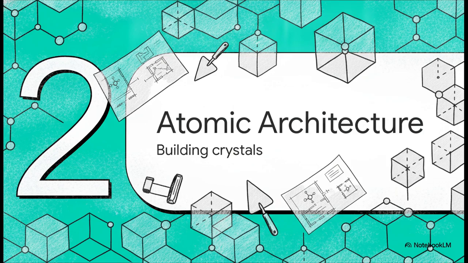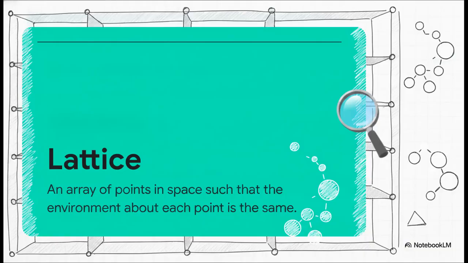Let's look at how nature actually builds these flawless 3D structures. So to build a crystal, you really just need to understand two fundamental concepts. First up is the lattice. Think of a lattice kind of like an infinite, empty set of 3D shelves. It's really just an array of imaginary points in space, where the environment around every single point is exactly identical.